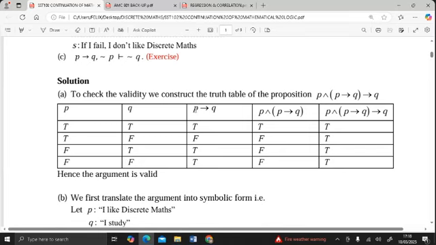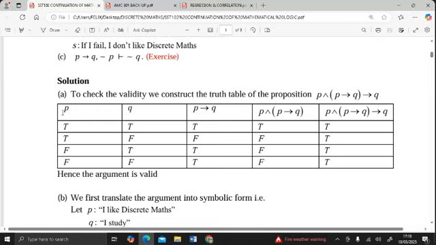And then, of course, when we talk about an implication, it can only be false when the first one is true and the second one is false, and true otherwise. And that is exactly what we see here. True implication true is true. True implication false is false. False implication true is true. False implication false is true.